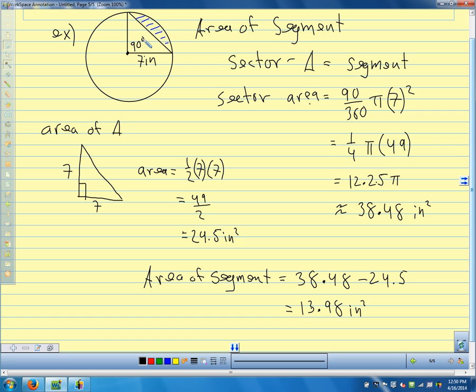So if you're not sure, think: do you have a 45-45-90? Do you have a 30-60-90? Can you use those special rules? Or can you use trigonometry? Can you use our formula 1/2 bc sine A to find the area of the triangle? So we have ways to find the area of the triangle. They're not always going to be this easy to find, but you will be able to find the area of the triangle. All right, are we good there?